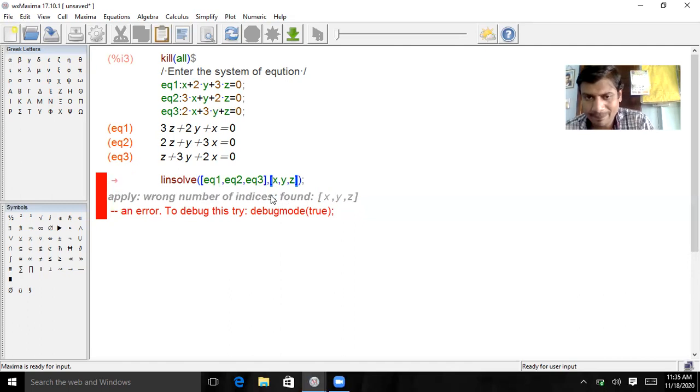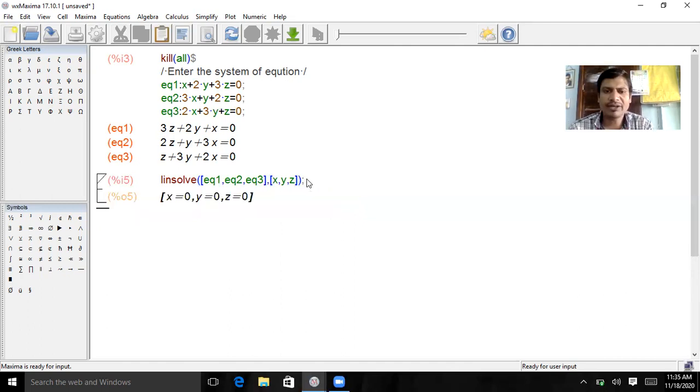Okay. Here, shift enter. This is your result. Okay. x equal to 0, y is equal to 0, and z equal to 0.